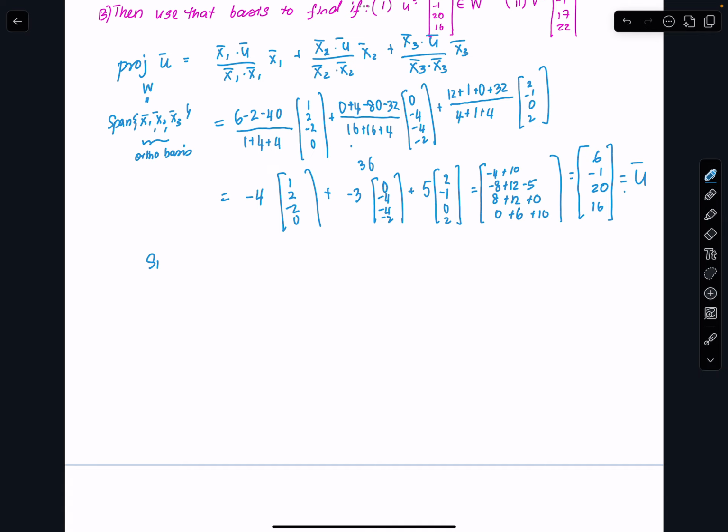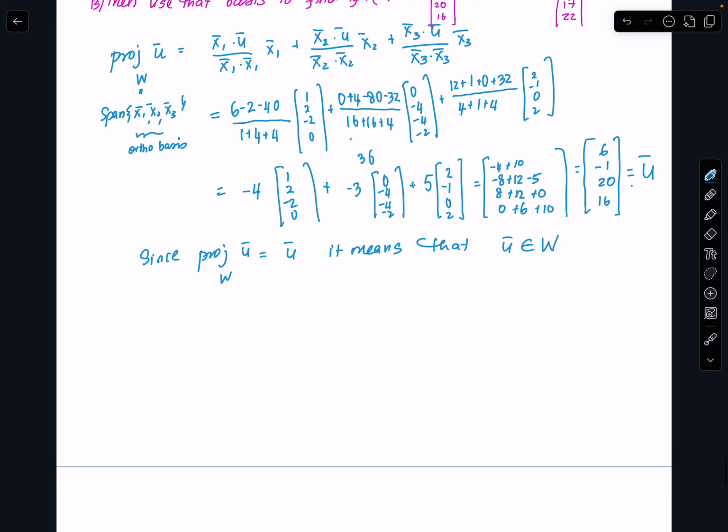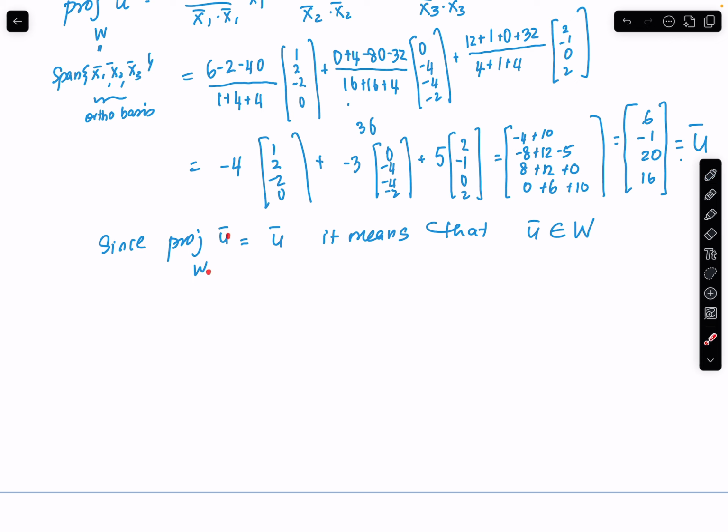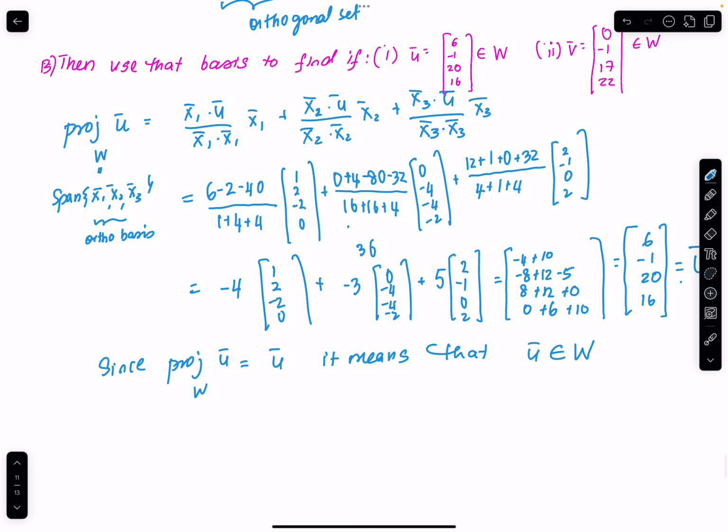Now, since you have that the projection of U onto W equals U, it means that U is in W. Okay? Different things. If the projection of U onto W is 0, it would mean that U is in W perp. These are the extreme situations. If it's some non-zero vector not equal to U, it just means you can write it as a sum of two vectors, one in W and one in W perp. Okay? So that was the answer to 1.